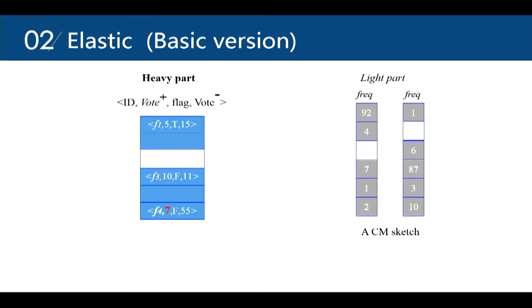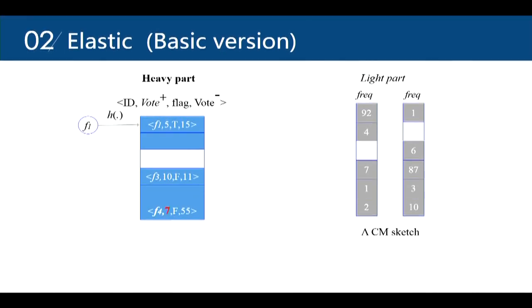Then we use several examples to show how our basic version works. We have two parts, a heavy part and a light part. The heavy part is for elephant flows, and the light part is for mass flows. The heavy part is a hash table. It has many buckets. In each bucket, we have four fields: the flow ID, positive votes, negative votes, and a flag. The flag is used to indicate whether there are evictions in the bucket. Okay, we then show four examples.